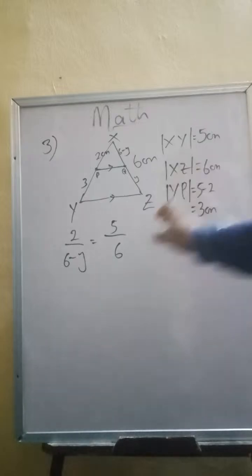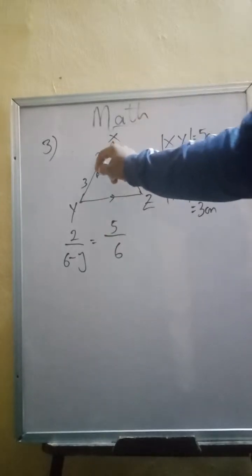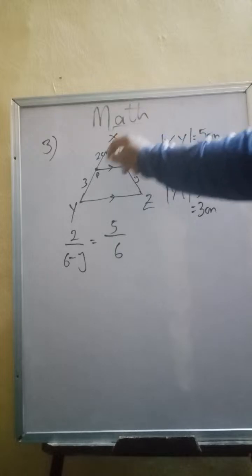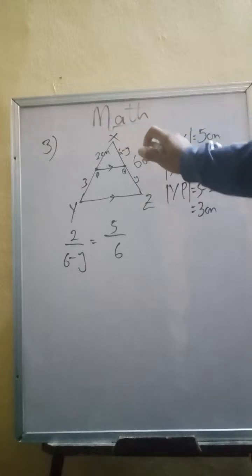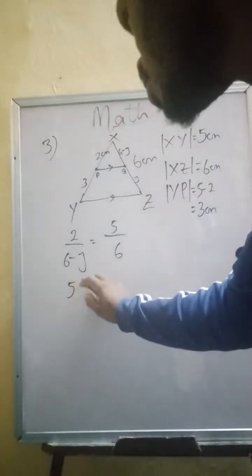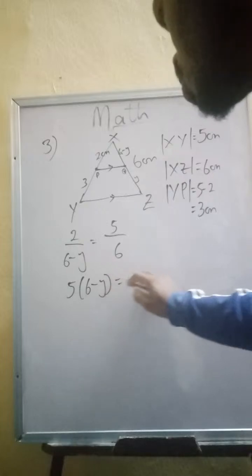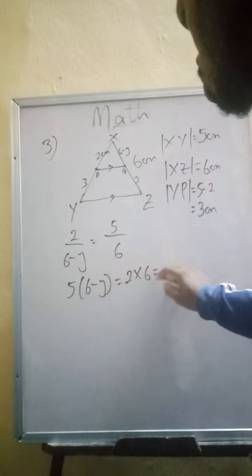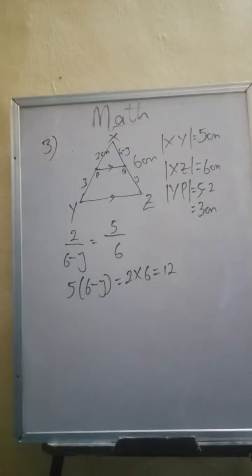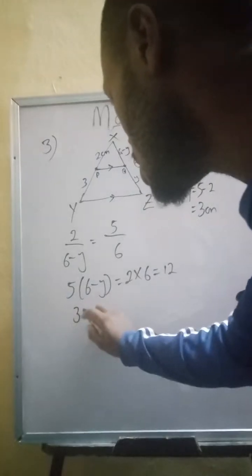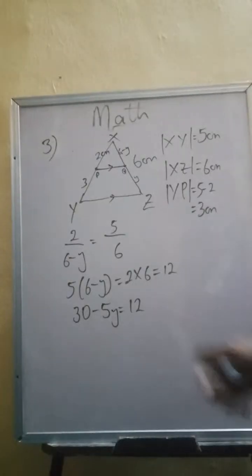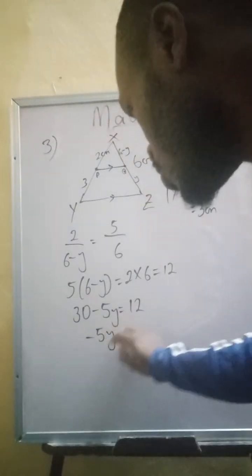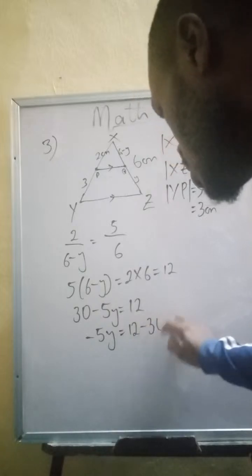And then move on from there, you cross multiply. So what I'm saying is this length corresponds to this length, because you're seeing 2 triangles there, and you have 5 times 6 minus y equals 2 times 6, which is 12. Open the bracket, and that gives you 30 minus 5y equals 12. You want to collect terms, and that's minus 5y equals 12 minus 30.